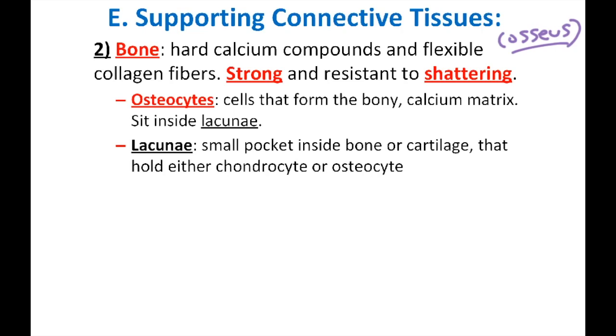All right, so the main cell that helps create those fibers as well as help maintain the matrix and help produce the calcium and keep it in the right amounts is the osteocytes.